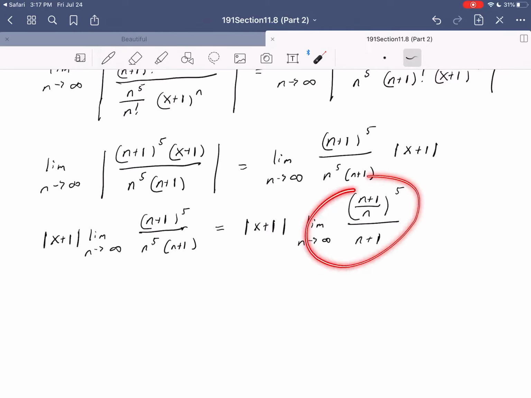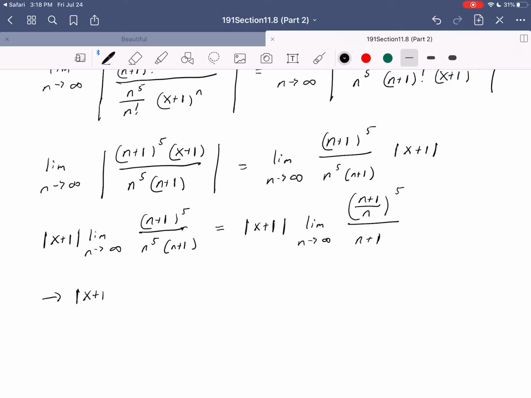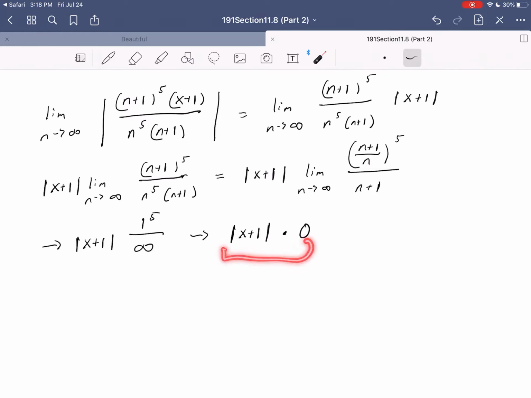Why do we like this? Well, we know that n plus 1 over n, this is going to go to 1. So the numerator is going to go to 1 to the fifth, which of course is just 1. And down here, this is going to go to infinity. So this is going to tend towards x plus 1 times 1 to the fifth over infinity. And where is 1 to the fifth over infinity going to tend towards? Well, this is going to tend towards x plus 1 times 0. Okay, now of course you could just say that's 0, but let's actually remember we want to sort of talk about when this is going to converge.